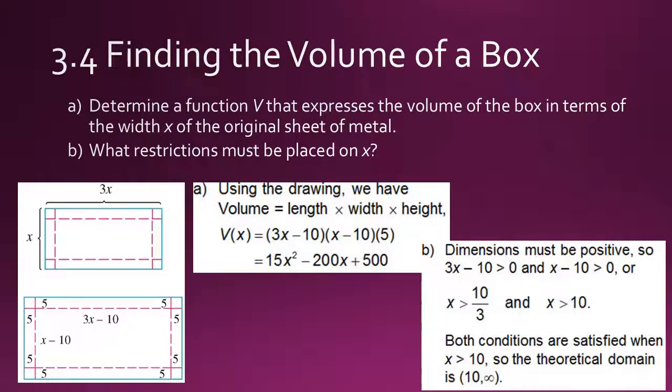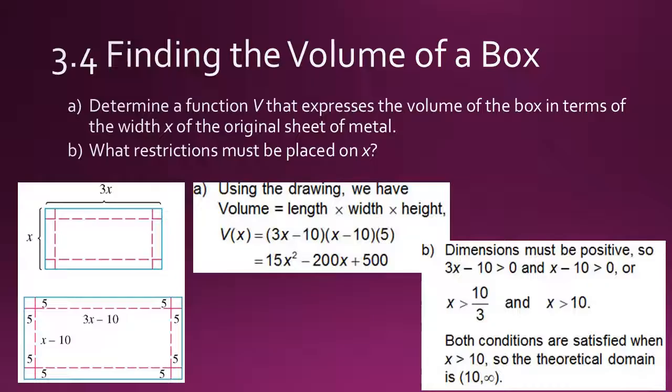Okay, let's look at A and B first. A says to determine a function v that represents the volume of the box in terms of the width x of the original sheet of metal. So again, we've drawn a couple of sketches here. The machine produces a metal where one length is 3 times the other. So drawing a rectangle, we have x and 3x. Now you'll notice the red dotted lines. Those represent the folding points, and then the red lines and the red right angles there represent the parts that are going to be cut out in order to fold this up and make a box.